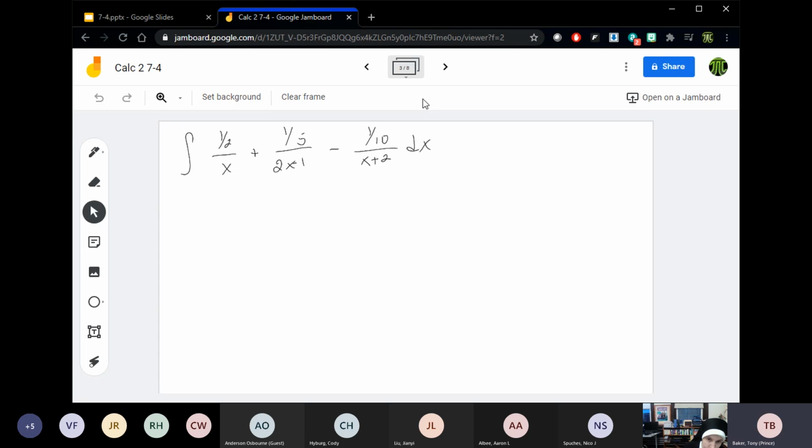To do the integration for these, remember, anything over is just going to be the ln. So this becomes 1/2 ln of x. Since there's a 2 in front of the x, that one comes out, so it's going to be a 1/2 in front of it. So I get 1/10 ln of 2x minus 1. And then I have minus 1/10 of ln of x plus 2, plus c. And that's my answer.